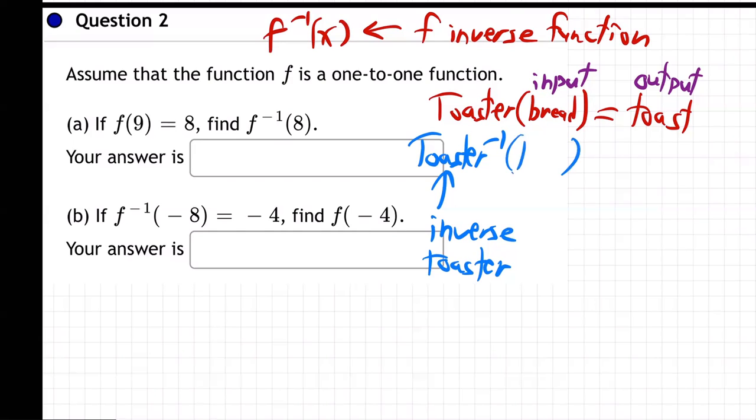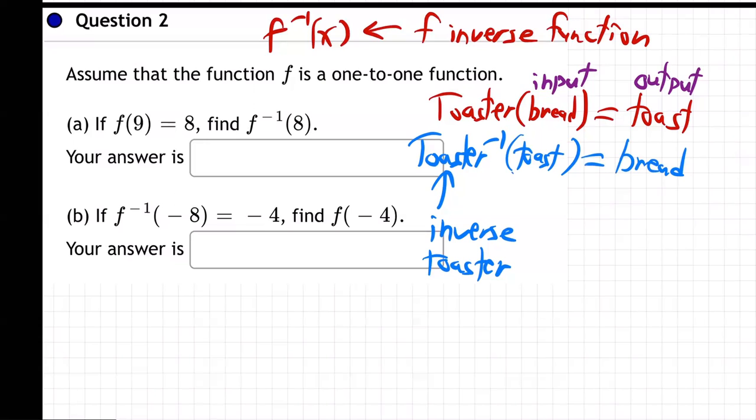Meaning you would put in toast, something that already was toast, and it would turn it back into bread, wouldn't it? Which is weird and nobody would want that, but you get the idea. Well, that's what an inverse function does. It just reverses inputs and outputs. That's all an inverse function, a little -1 power on a function, is. It just means run it backwards, invert it, switch it up.